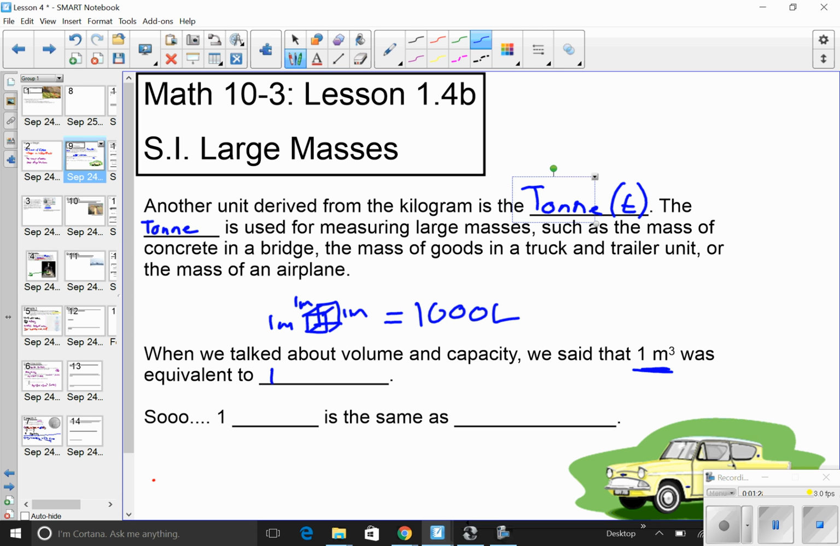So the mass of 1,000 liters would be the same as a ton. So 1 ton is the same as 1,000 kilograms. Now remember, we said 1 kilogram is the mass of 1 liter of water. So that's the same thing as 1,000 liters of water, just to give you an idea of how much 1 ton actually is.